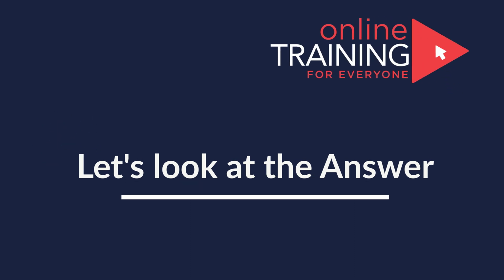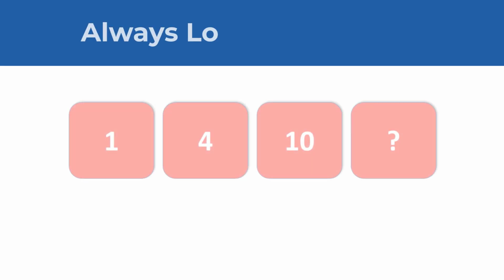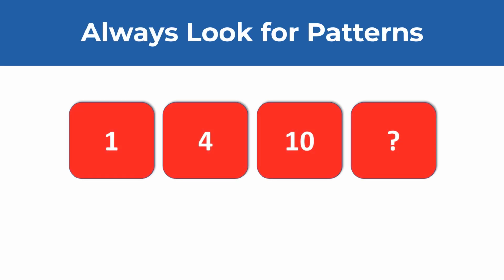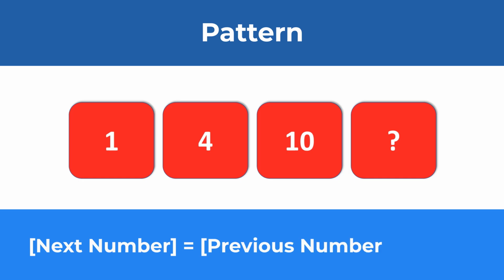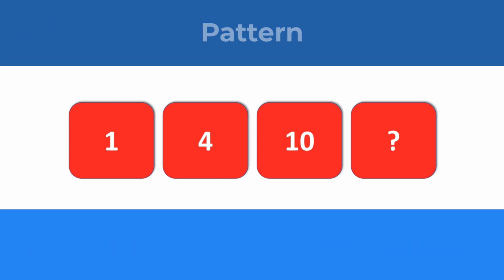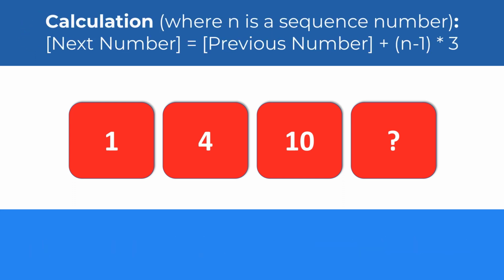As usual, my advice to you, always look for patterns. And the pattern in this case is that the next number is calculated as the previous number plus (the number in the sequence minus 1) multiplied by 3. So to calculate the missing number, let's walk through the sequence.